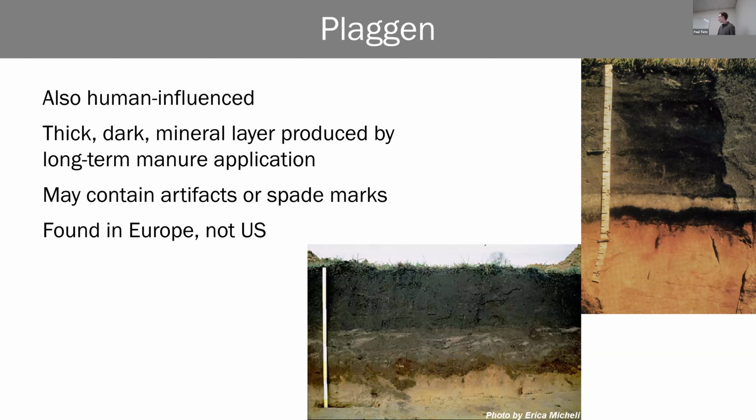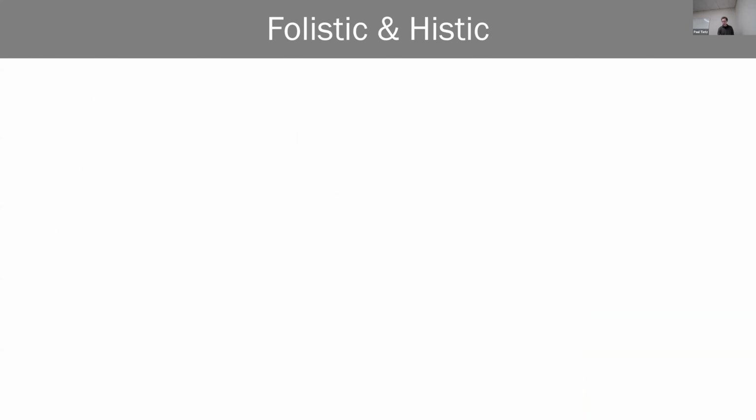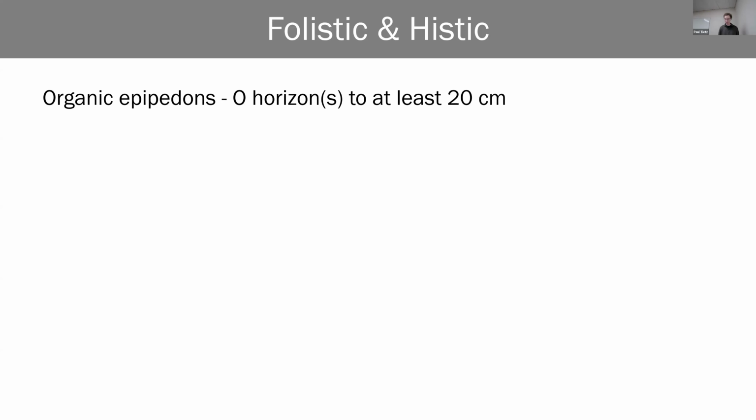Another pretty organic one that we are likely to see here, if it's only organic material, you can have the folistic and the histic epipedons. These are both O horizons with a depth of at least 20 centimeters. Folistic is a dry organic epipedon. It can be saturated as long as it's less than 30 total days per year.